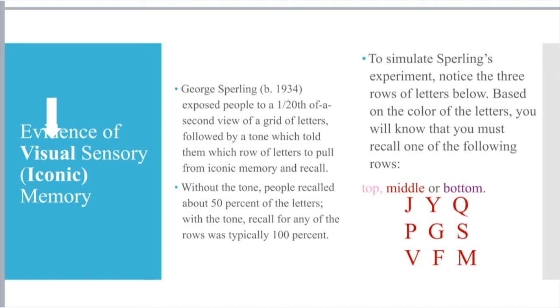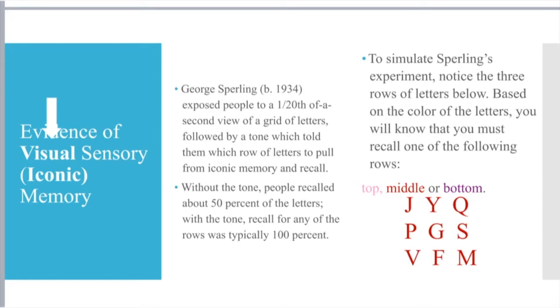And then to dig a little bit deeper into these iconic memories, we know that George Sperling, a psychologist and biologist, exposed people to 1/20th of a second view of a grid of letters, followed by a tone, which told them which row of letters to pull from iconic memory and recall. Right? Without the tone, people recalled about 50% of the letters. With the tone, recall for any of the rows was typically 100%, right?